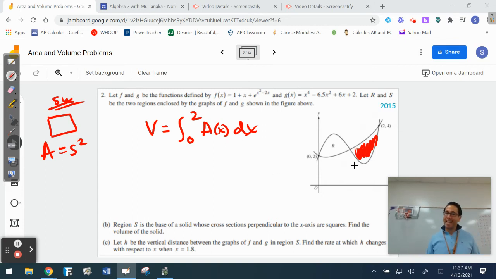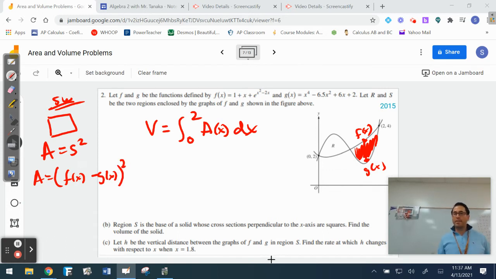But guess what? I do know what it is. Remember, let me label these correctly here. The one on top here is actually f of x. The one on the bottom is g of x. Class, does it make sense that a side of this square is just top minus bottom, which would be just f of x minus g of x? So that's the area of any one of those squares. And why do I have the x's in there? Because it's going to vary.